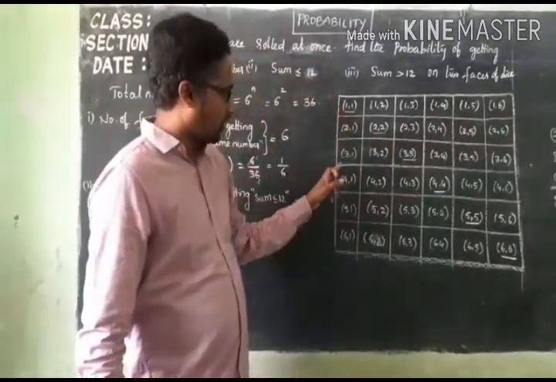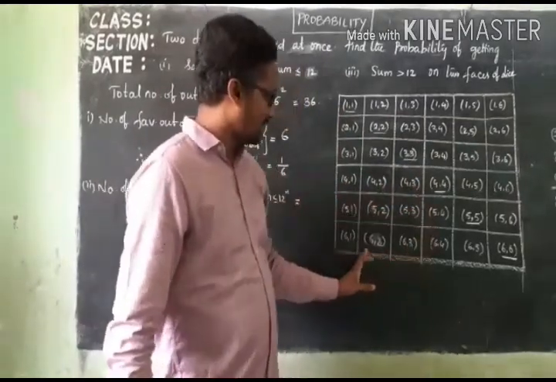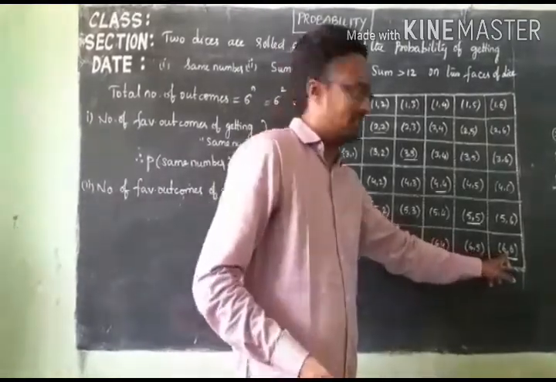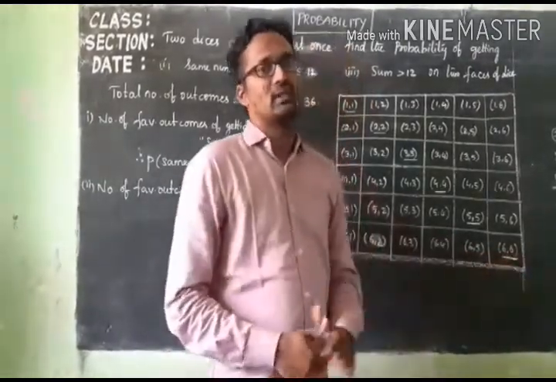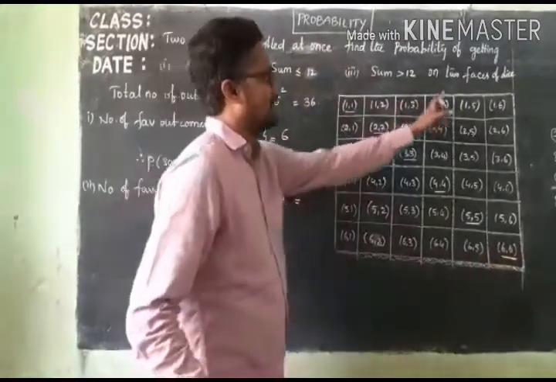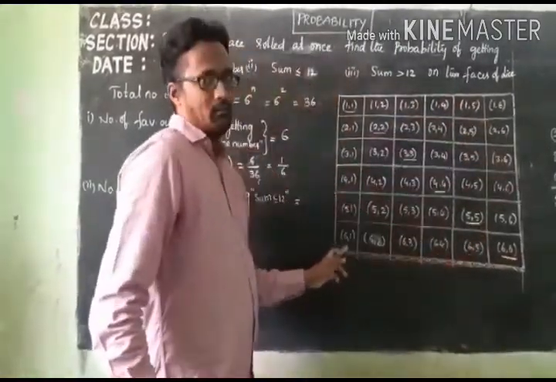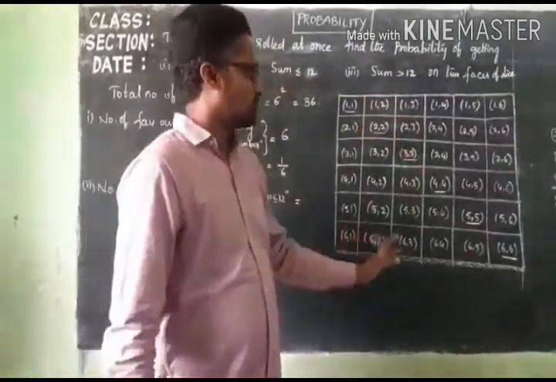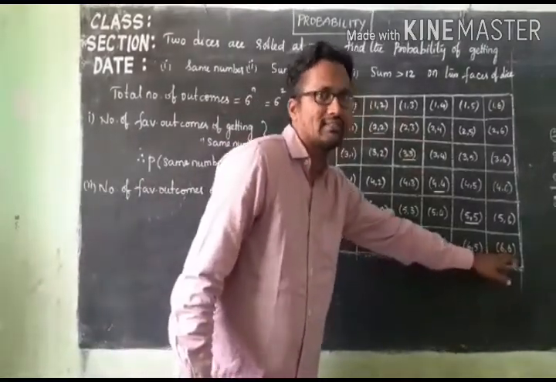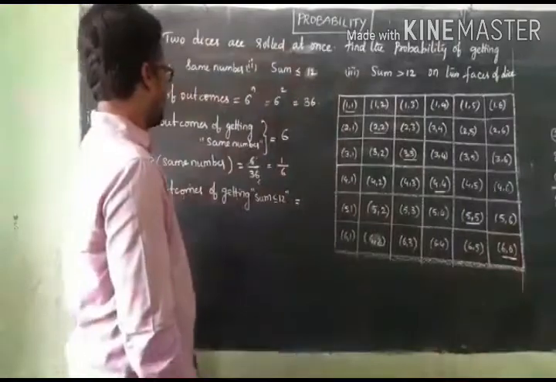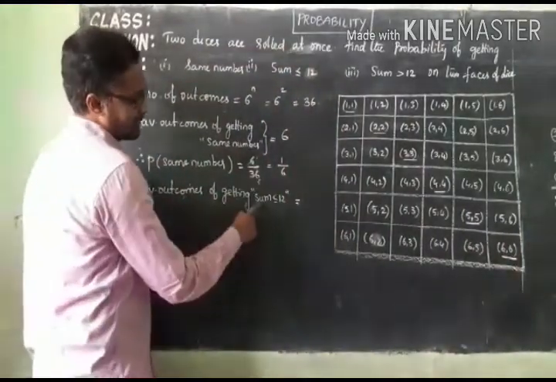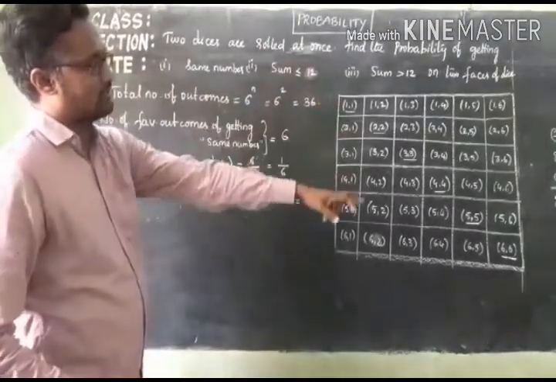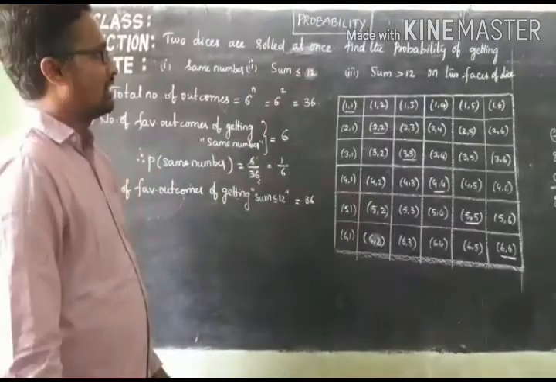Like that, if you count all those sums, the maximum number in this column is 6, 6. That is the maximum number on the 2 dice. 6 plus 6, 12. That means in all the cases the sum of the numbers on 2 dice is less than 12, and here you get 6 plus 6, 12, which is equal to 12. So the number of favorable outcomes of getting sum less than or equal to 12 is nothing but 36. All the cases present in the table give a sum less than or equal to 12.